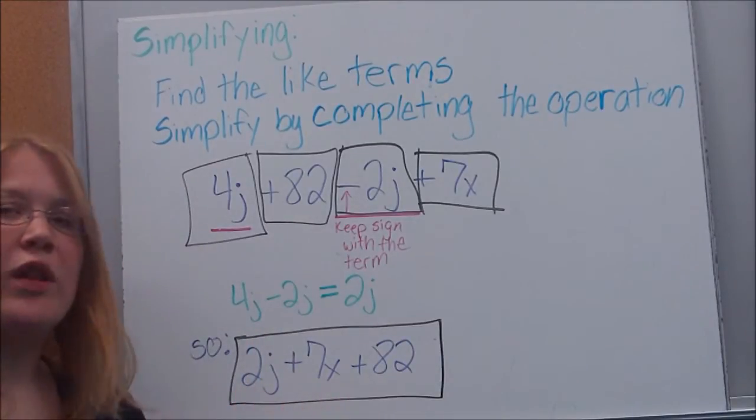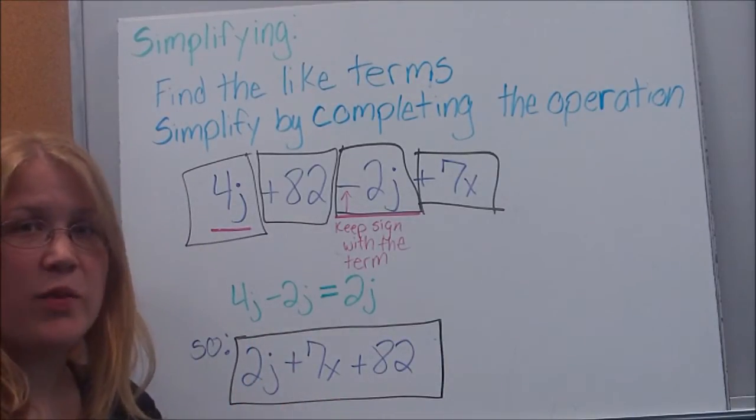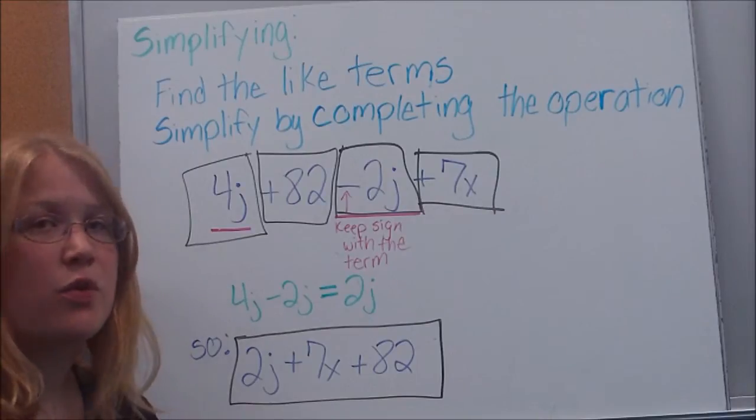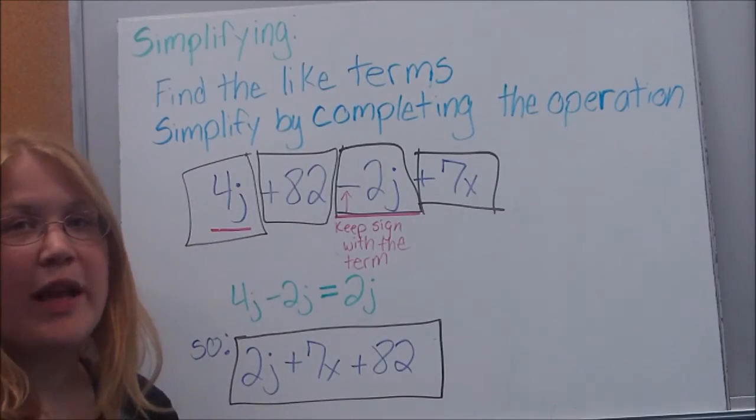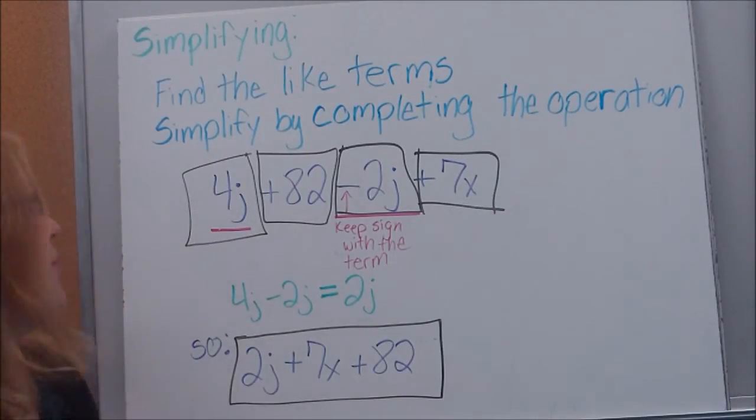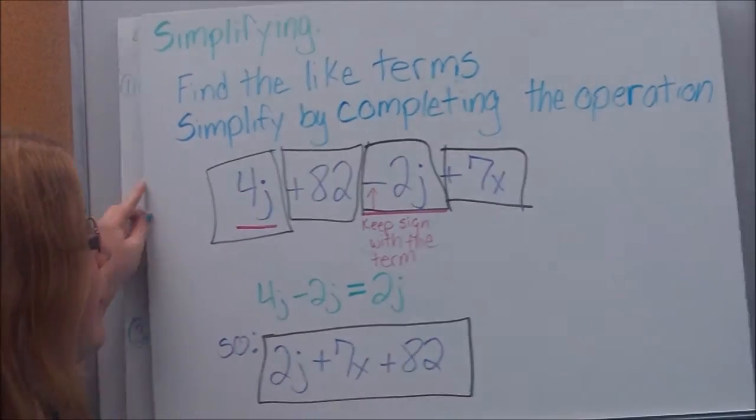Why? Because there's no more like terms for us to combine. So it's okay that there's still 3 terms. Don't try to combine them. We can only combine the terms that are alike. So we'll do a couple of problems like that.